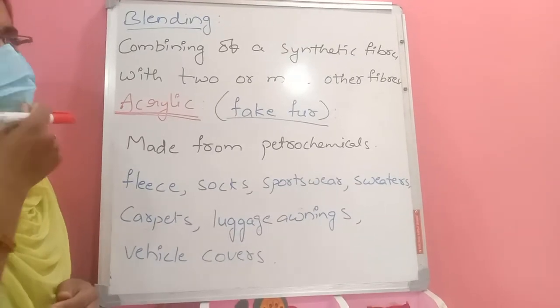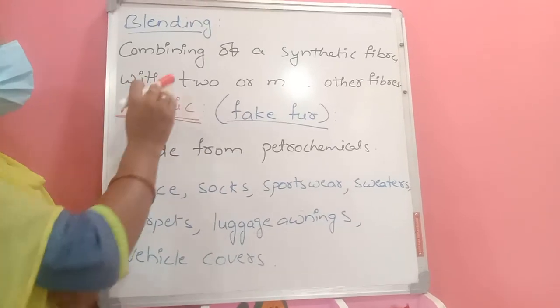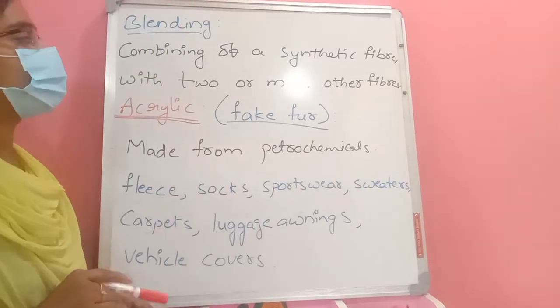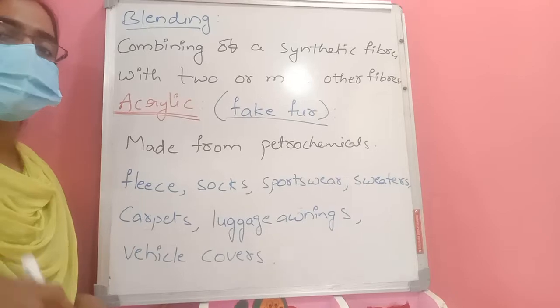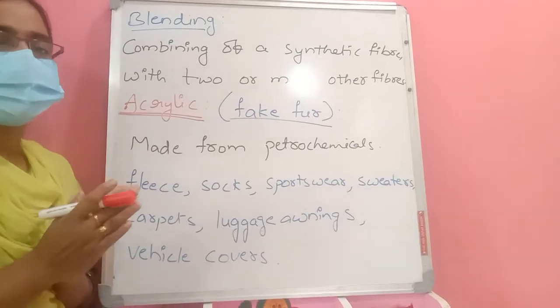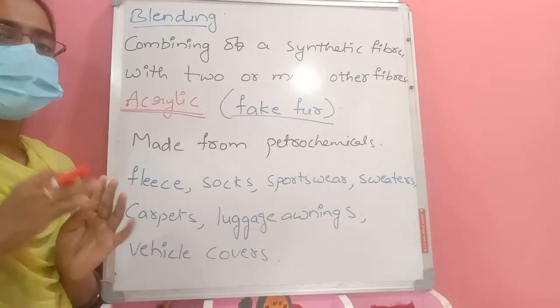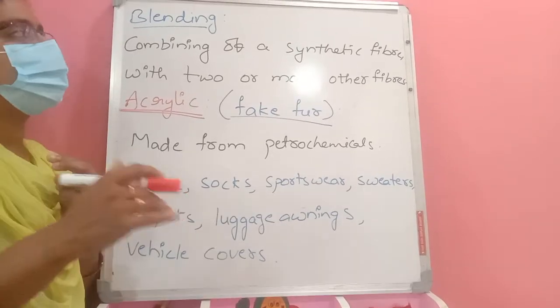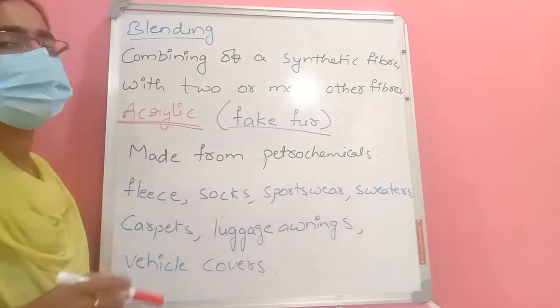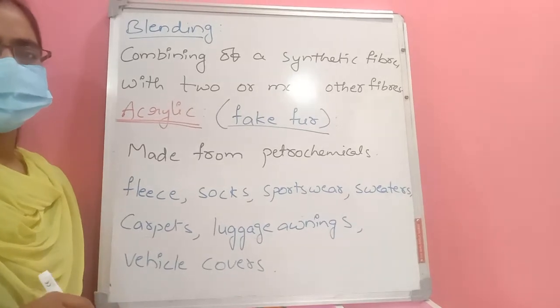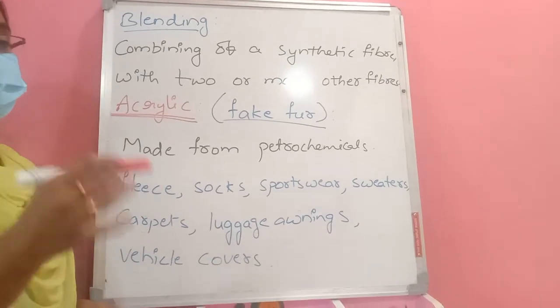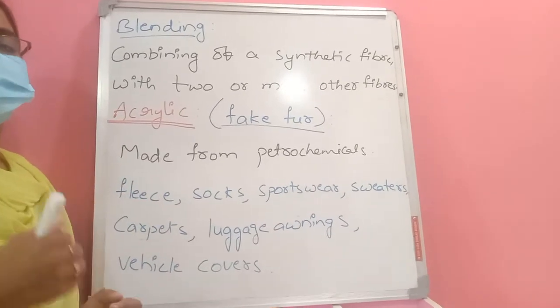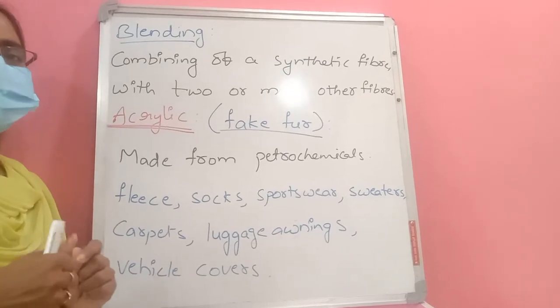Next, blending. Blending is not a fiber. Blending means combining a synthetic fiber with two or more other fibers. One fiber is mixed with any two or more other fibers, and then the process is called blending. Why should we blend? Because, as I just told you, cotton and rayon are blended. Cotton always wrinkles.